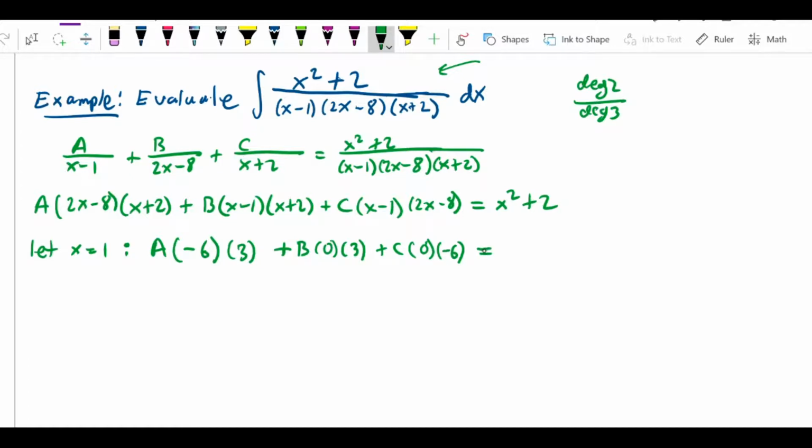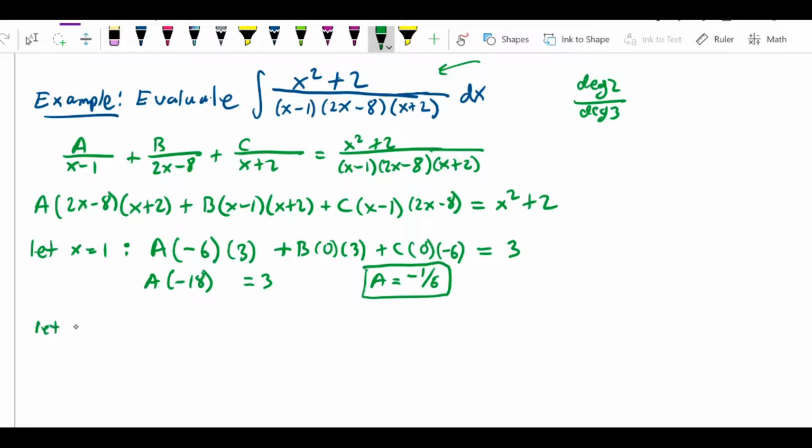Now on the right, I didn't have to do this in the last example, but on the right I do have an x, so I'm going to have to use it consistently. I have to rewrite this as 1 squared plus 2 is equal to 3. So that leaves me with a times negative 18 is equal to 3, which leaves us with a is negative 1/6. So that's one of our constants. Let's do the next one.